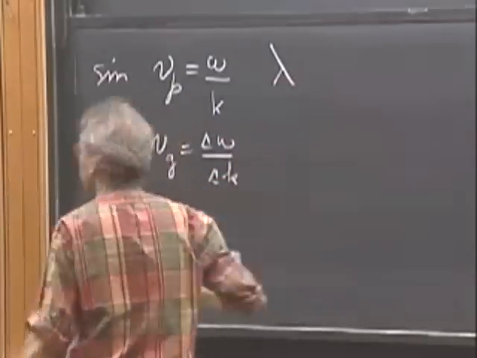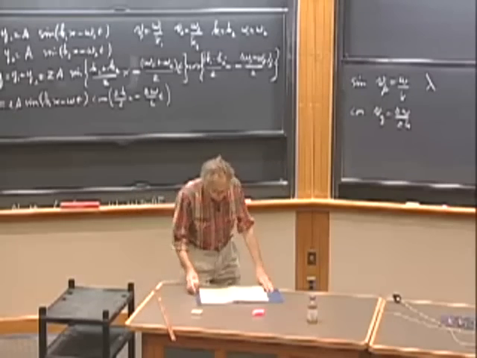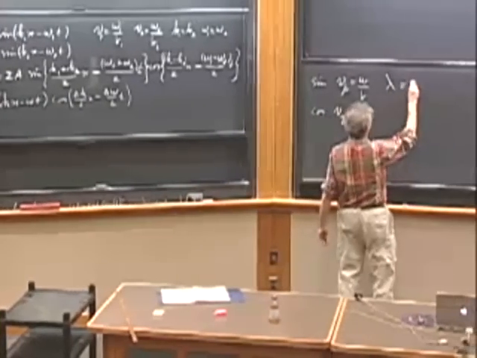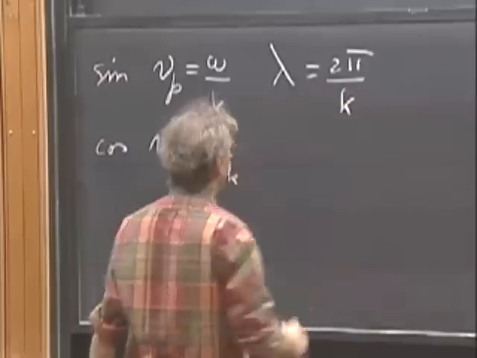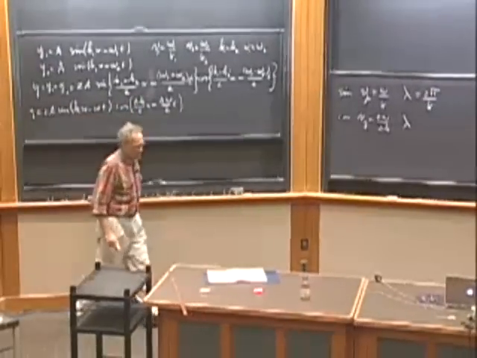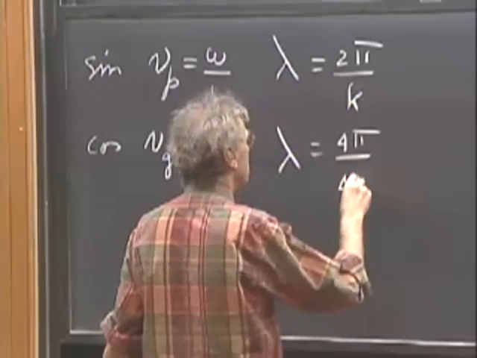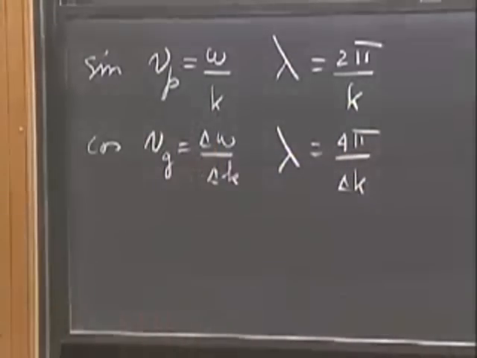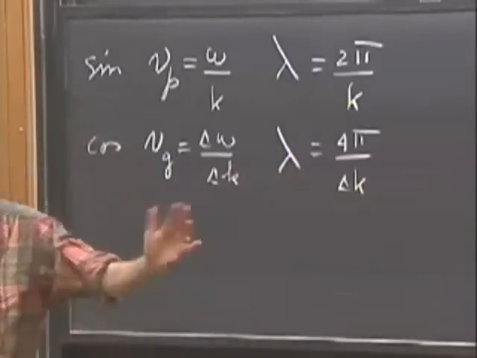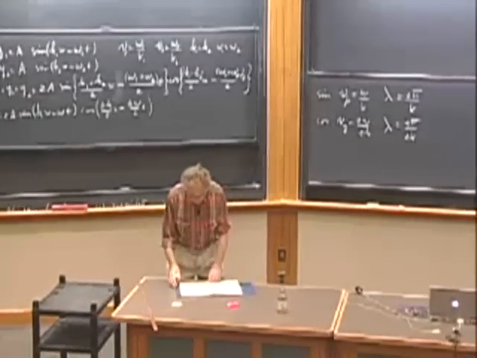The wavelength of the sine curve is, of course, given by 2 pi divided by k. That's the definition of wavelength. And if you think of the wavelength, the repetition pattern of the cosine function, that is 2 pi divided by this k. So that is 4 pi divided by delta k. And if delta k is very small, then this wavelength, the repetition of the cosine, is way longer than the wavelength of the sine curve.